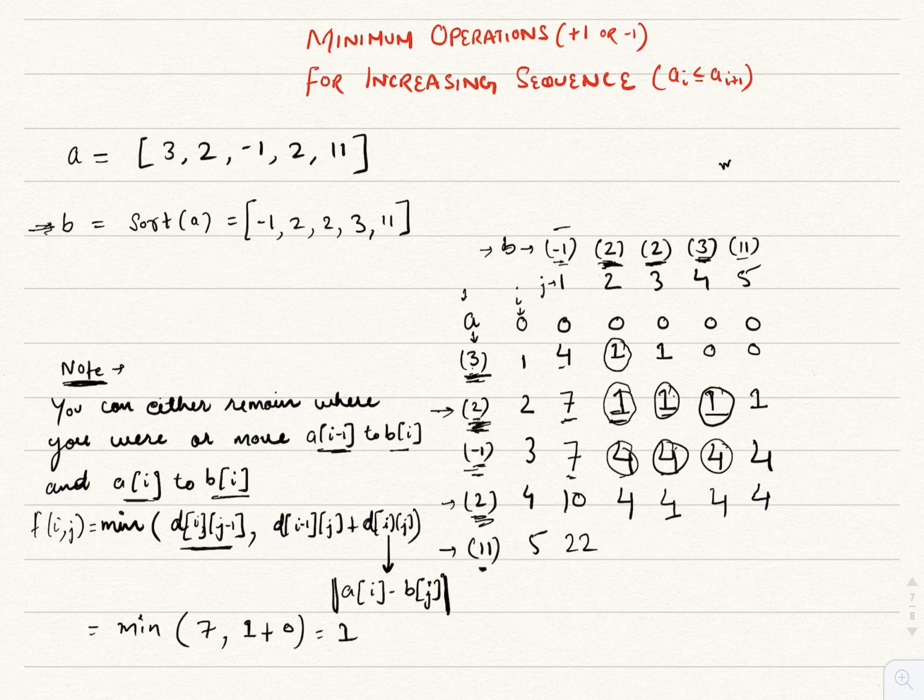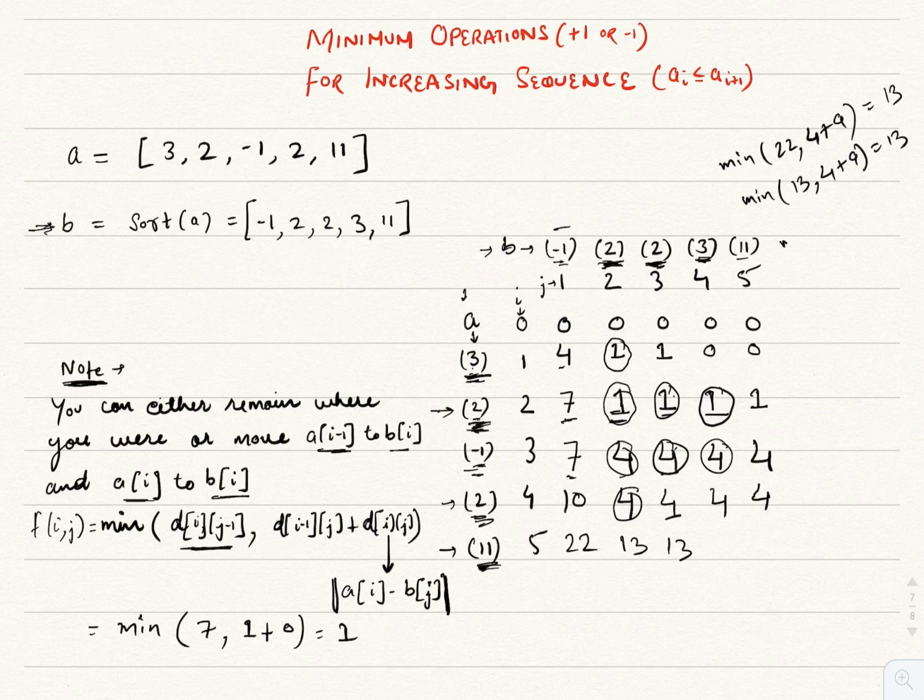And to find the next element, we'll either remain where we were, which is 22, or we'll take the previous minimum operation, which is here 4, and moving this 11 to 2, which is 9 operations. So the minimum of them will be 13. So now either we'll remain where we were for the next element, 13, or we'll take the previous minimum operations value plus we'll move 11 to 2, which is 9, so 13.